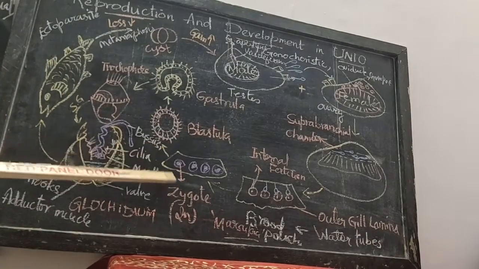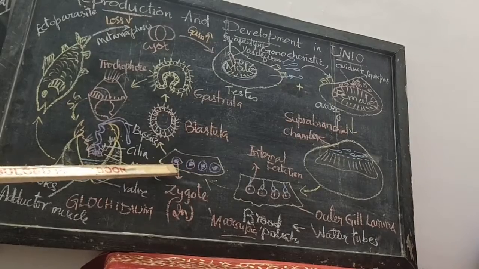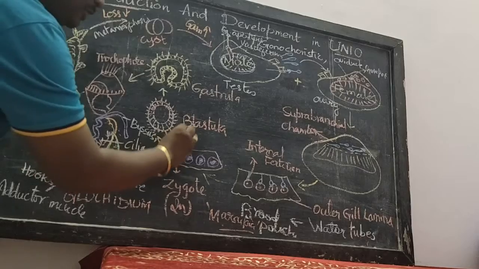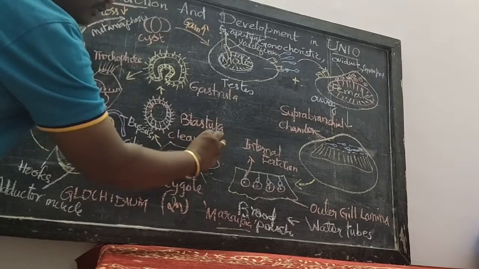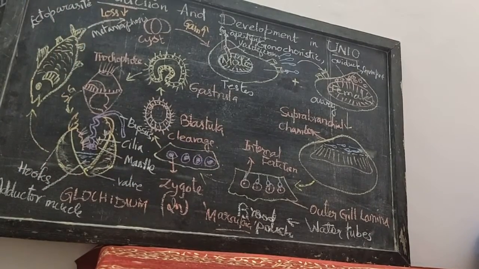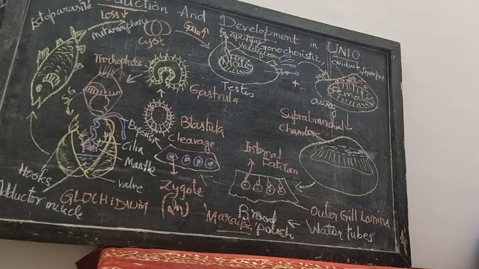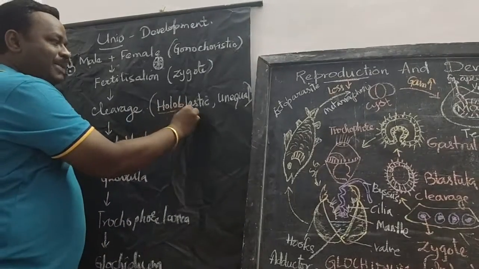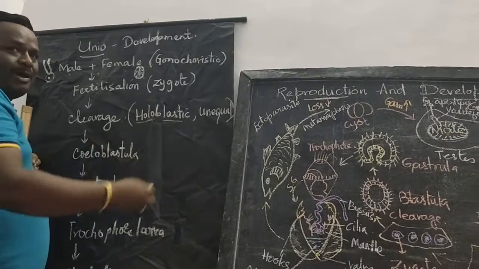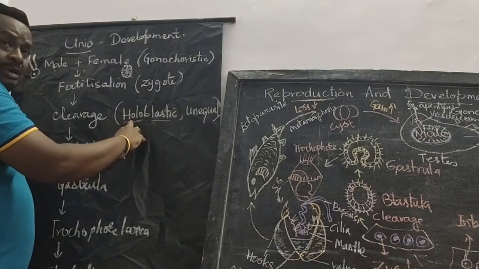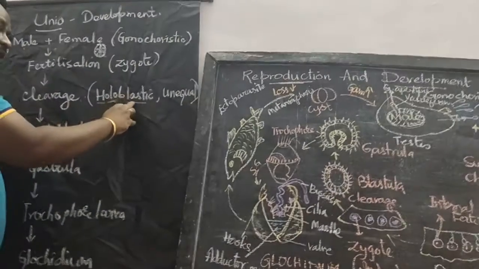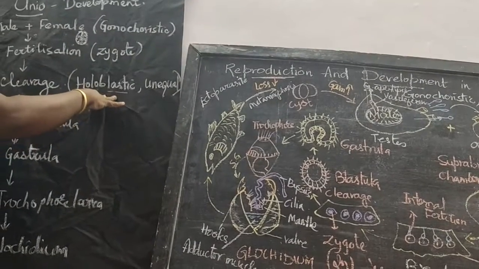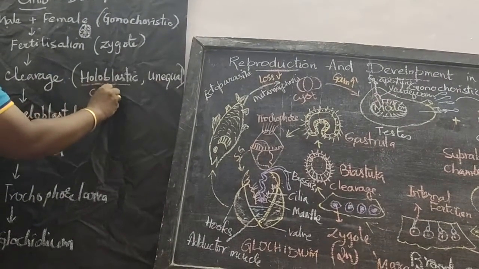Now, after a period of rest, the zygote will undergo the phenomenon of mitotic divisions, which we call cleavage. Cleavage in case of Unio is said to be holoblastic. Holo means complete. Blastic means the cells upon division. So holoblastic cells which are completely divided is called holoblastic. Hence the cleavage is called as complete.